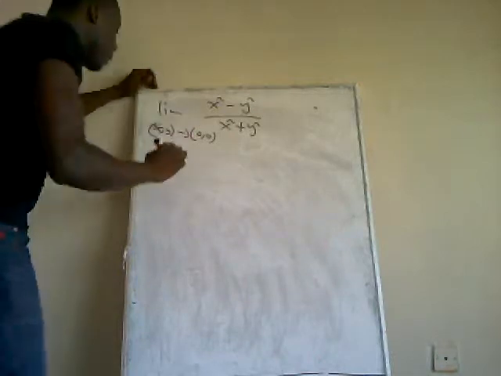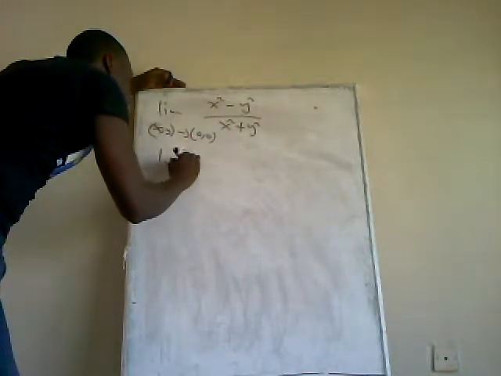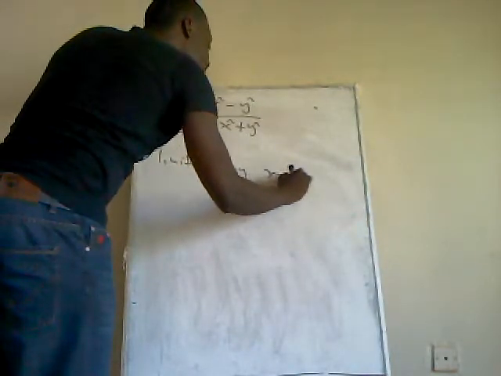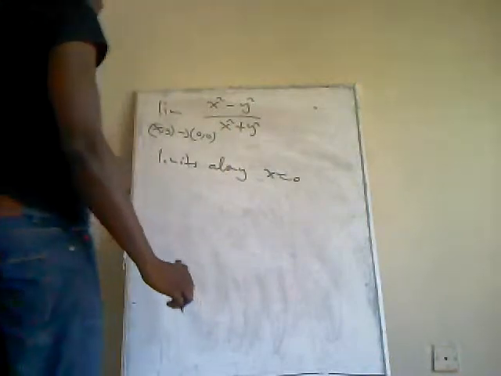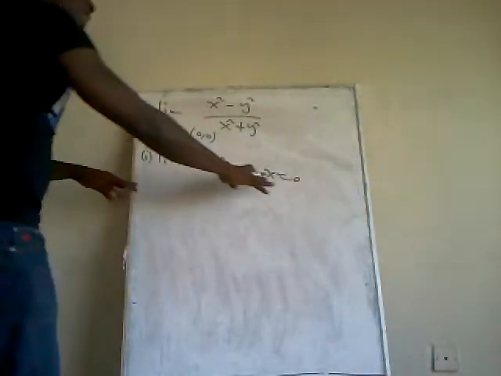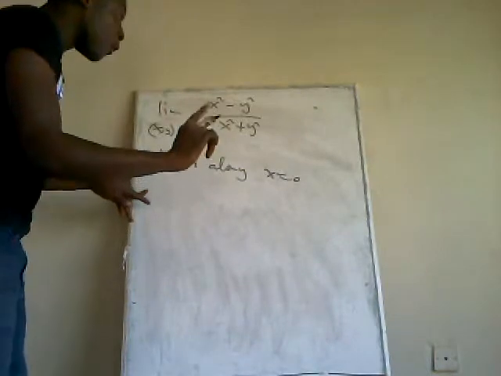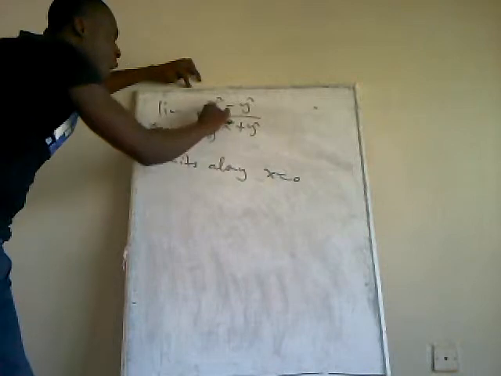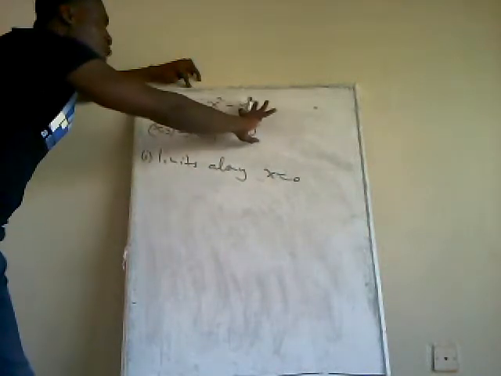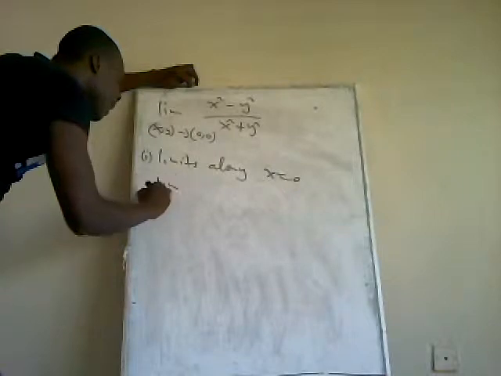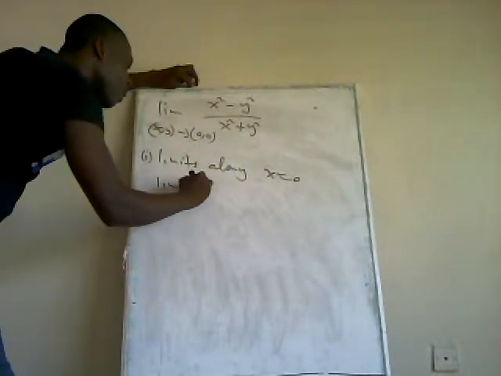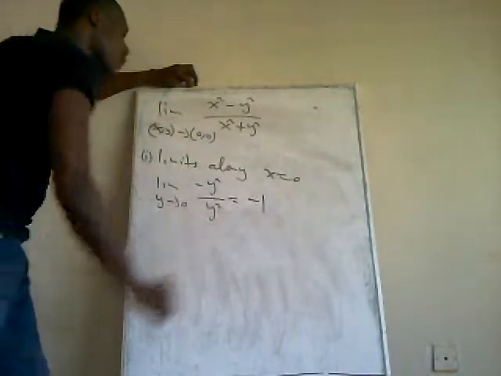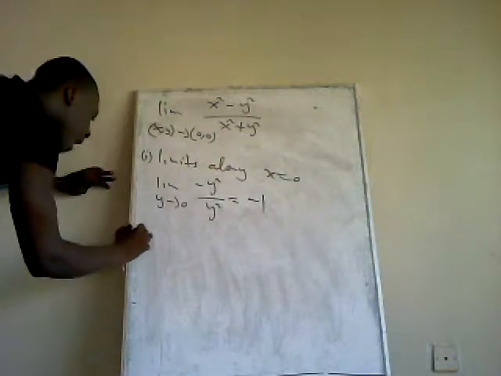So let's look at limits along the line x is equal to 0. Watch carefully. Along the line x is equal to 0, in place of x I'll put 0. So the function becomes only a function of y. So I have the limit as y goes to 0 of minus y squared over y squared, and this is equal to minus 1.